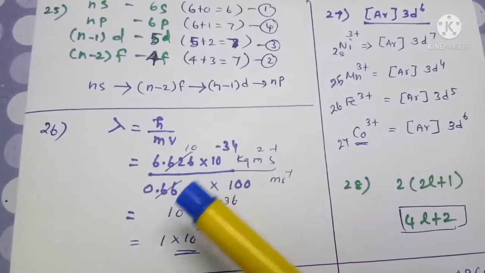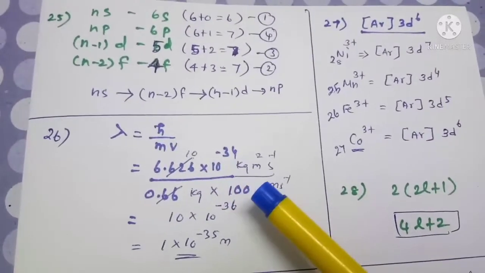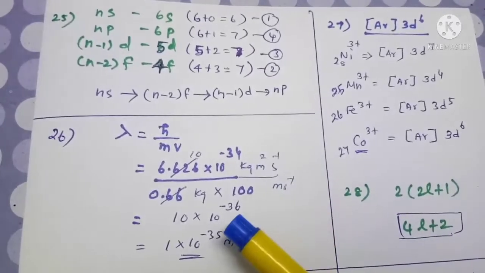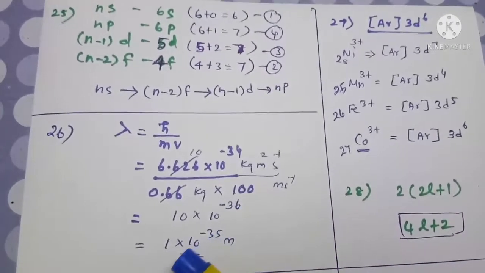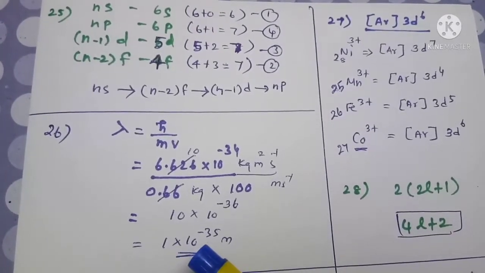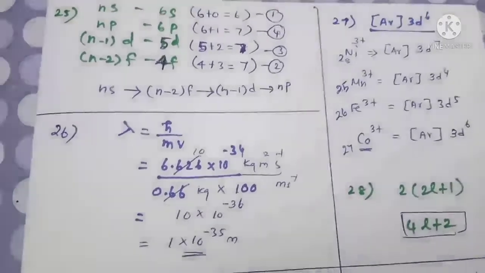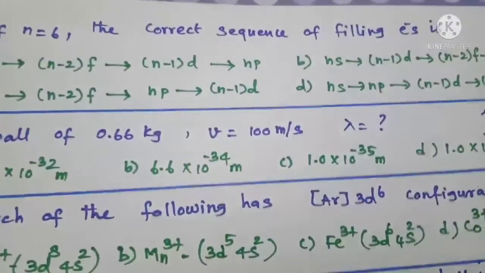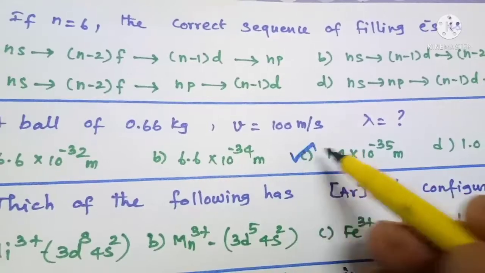Now substitute all the values in the de Broglie equation. 6.6 and 0.66 get cancelled. You get about 10 times 10 power 2, and when it goes up, 10 power minus 2, so that is 10 power minus 36. 10 into 10 power minus 36 is nothing but 1 into 10 power minus 35 meter. So the wavelength of the ball is 1 into 10 power minus 35 meter. Now look at the options. 1 into 10 power minus 35 meter. So option C is the right answer.